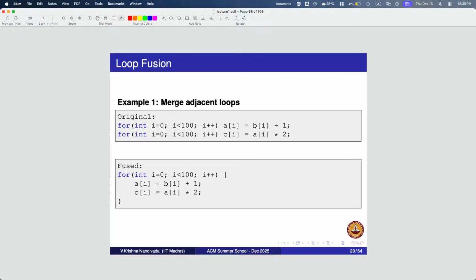All right. Let's look at one more optimization. We'll call it loop fusion. Okay? Loop fusion. Maybe it should have been called loops fusion, fusion of loops. Let's say I have code like this: i equal to 0, i less than 100. Same loop header, another loop.